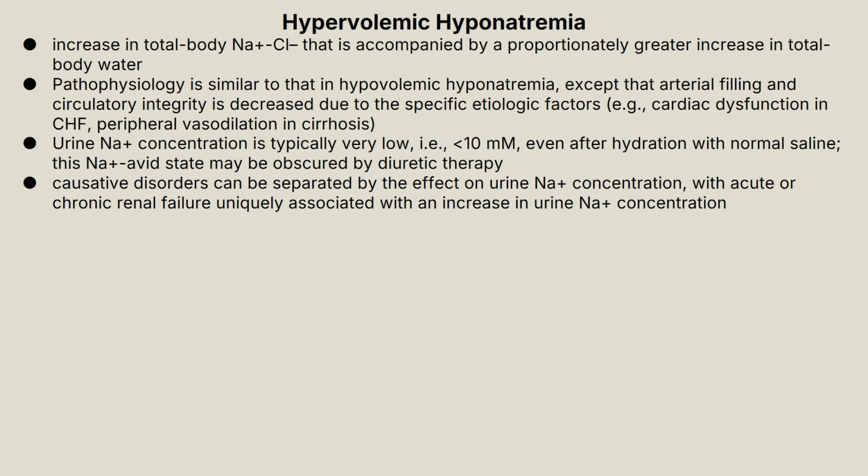Of course, because these types of patients are in a hypervolemic status, whatever water you give them is going to third space into their lungs, peritoneum, and interstitium, causing edema, peripheral edema, and so on. This sodium avid state may be obscured by diuretic therapy, which means that when we give diuretics, then we might see an increase in urinary sodium excretion. Causative disorders can be separated by the effect on urine sodium concentration, with acute or chronic renal failure uniquely associated with an increase in urine sodium concentration.